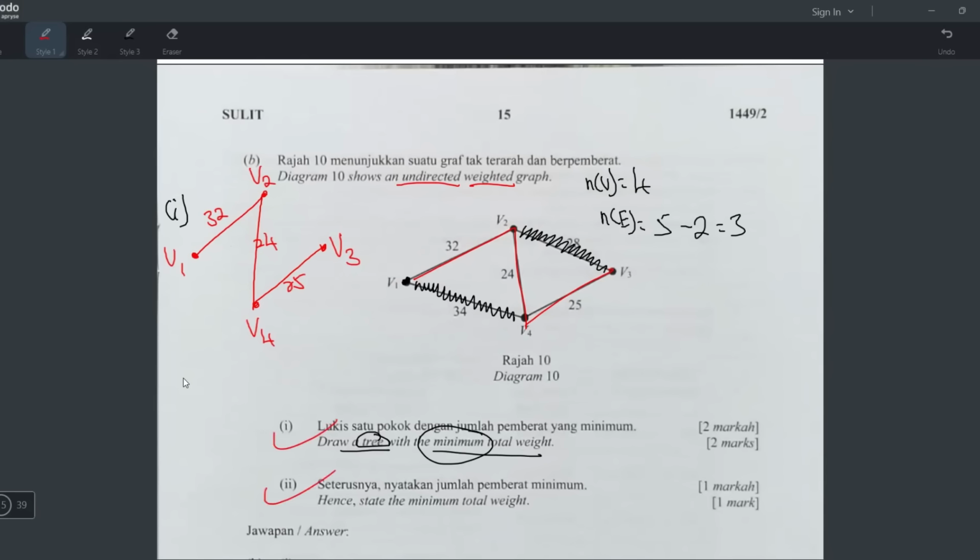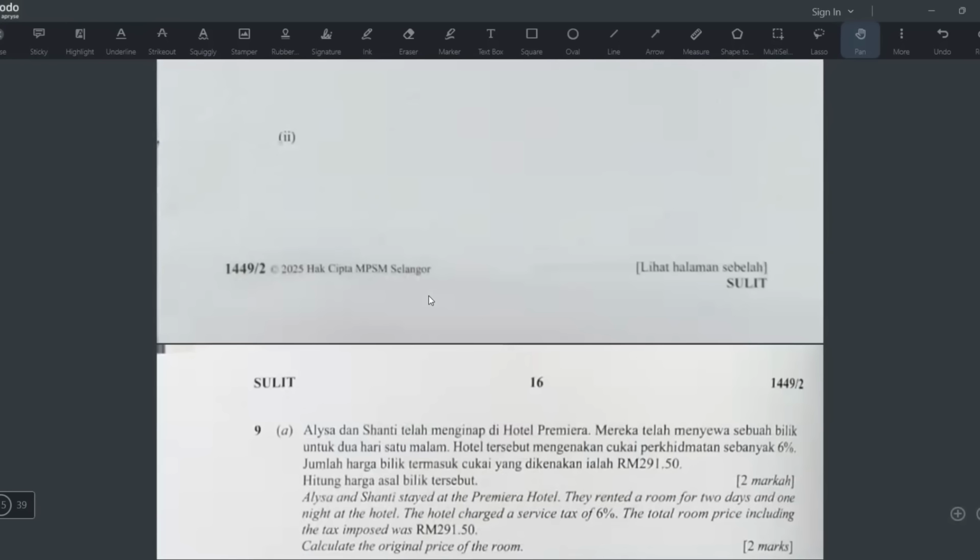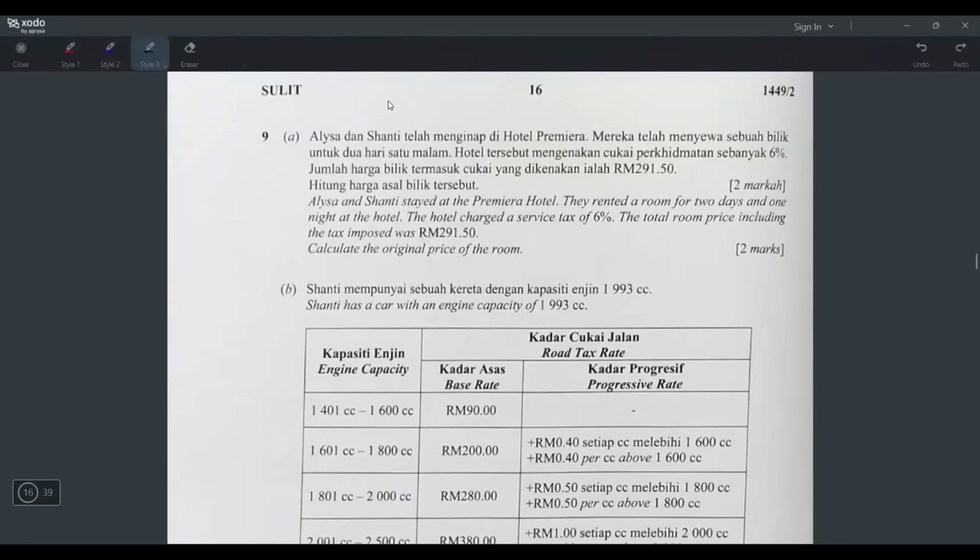Question 2, state the minimum total weight. Okay, this one is easy. Just take the 32 plus 24 plus 25. That's all, right? Okay, so if you press this, you will get 81. So that should be the answer for this. All right, that's all. Okay, let's continue with number 9.